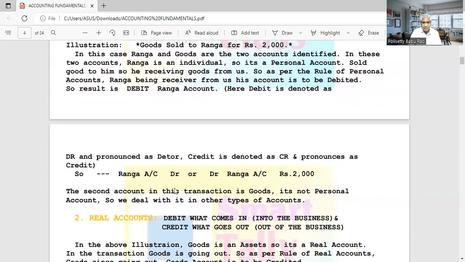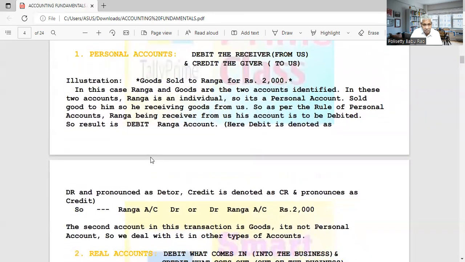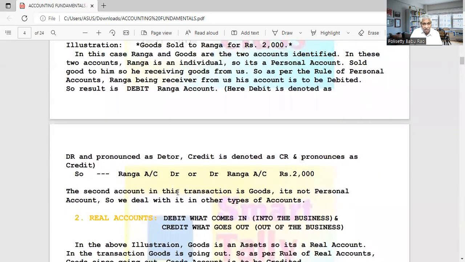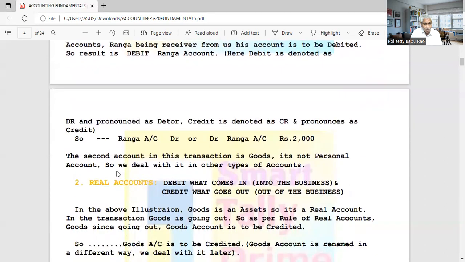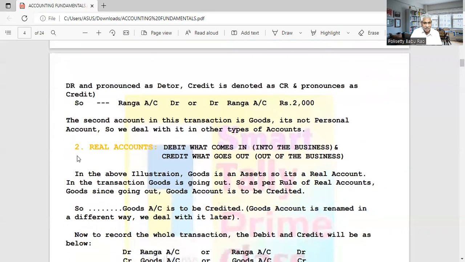Okay. So next, in this example illustration, the second account is goods. It is not a personal account. So we will deal with it in other types of account. Okay. Next, number two.